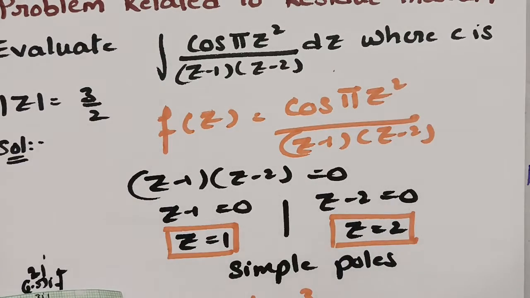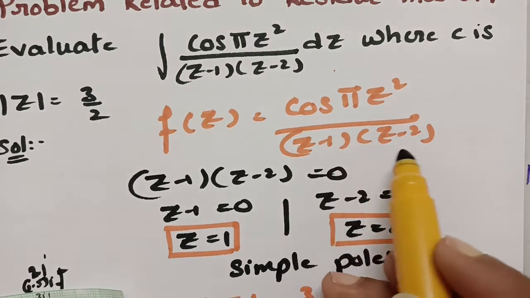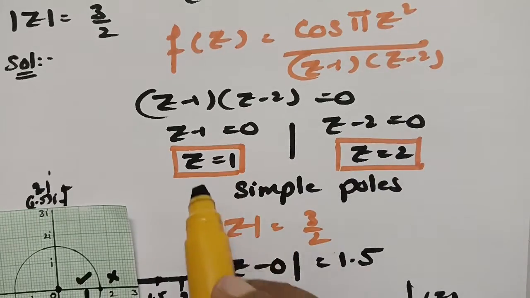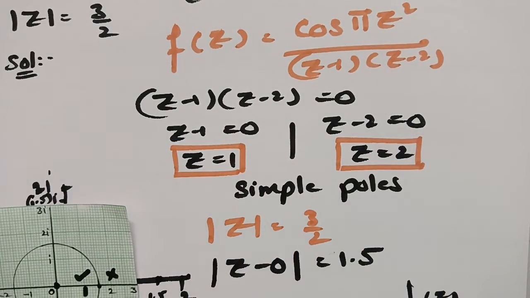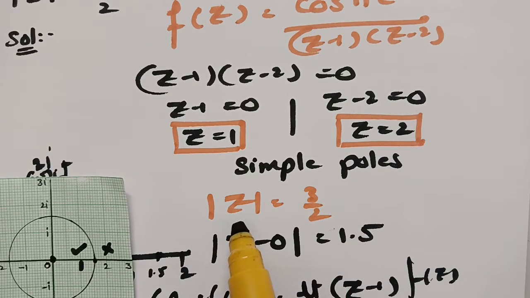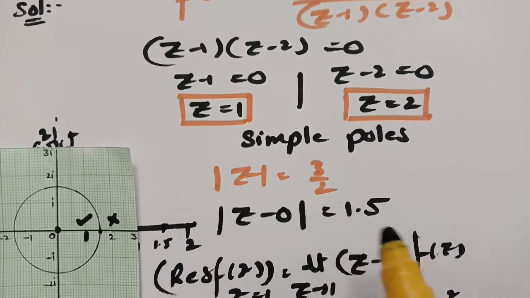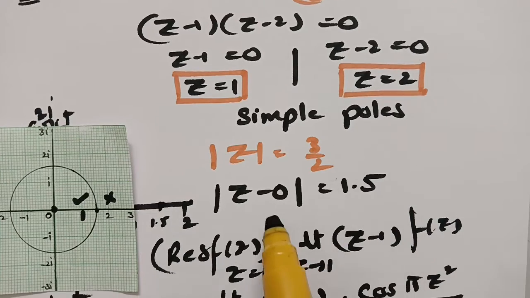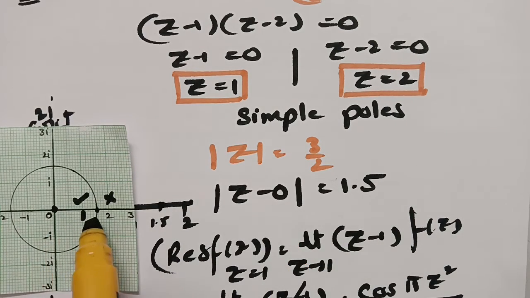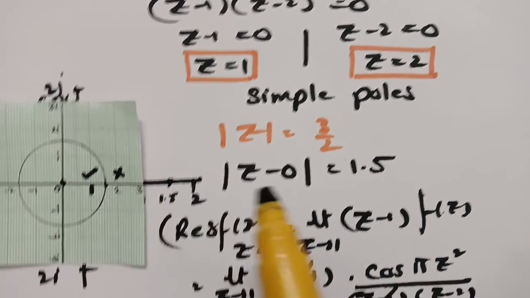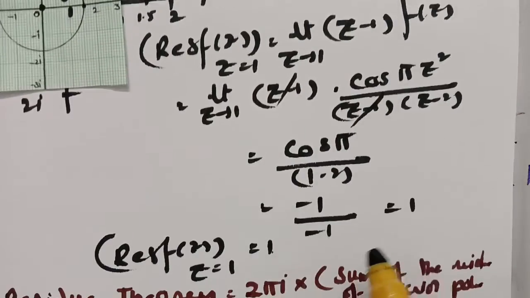This is also so simple. Here f(z) is given like this. After equating the denominator to 0, we got z = 1 and z = 2 as the two simple poles. And here the circle is given as |z| = 3/2, which has radius 1.5 and center 0. I have drawn a circle. So z = 2 is outside the circle and there is no need to calculate the residue for it. Only z = 1, and for z = 1 the residue value is 1.